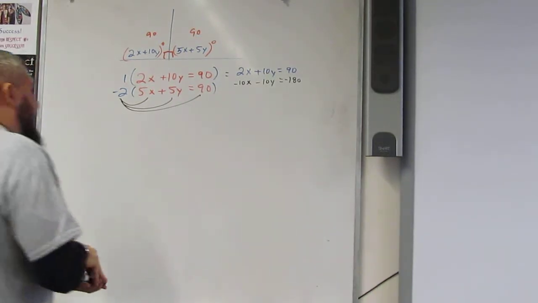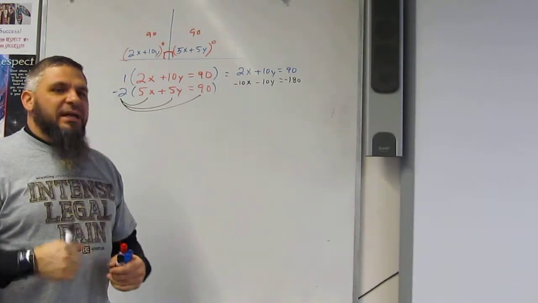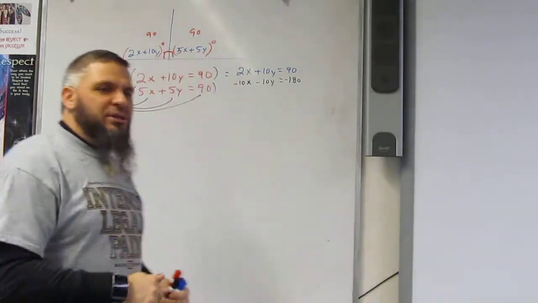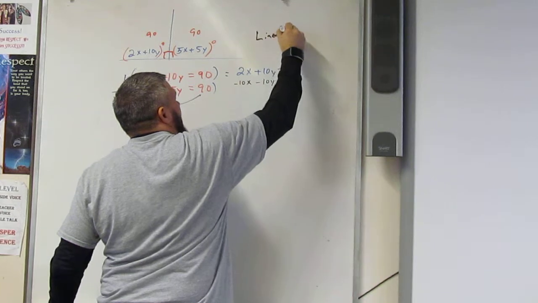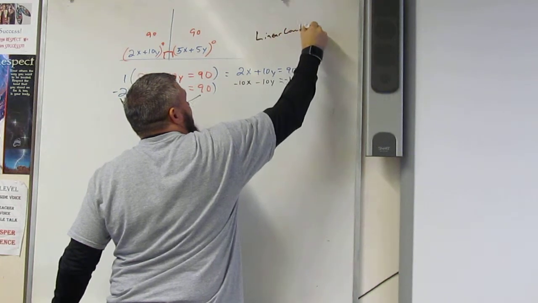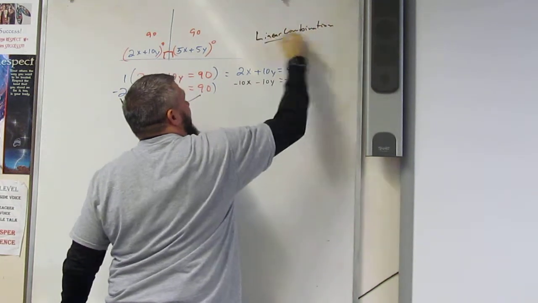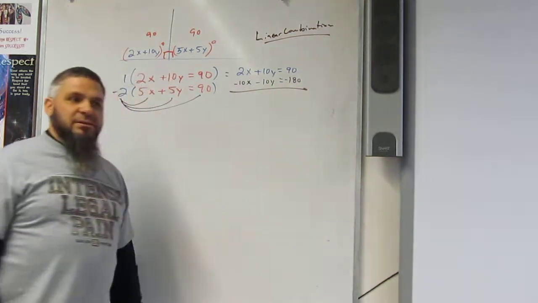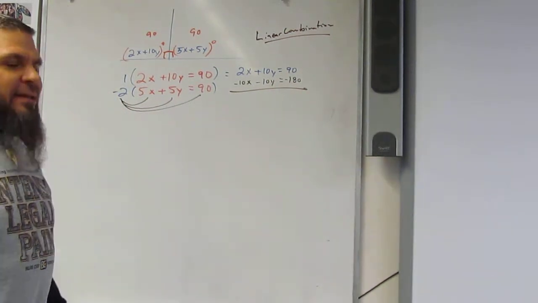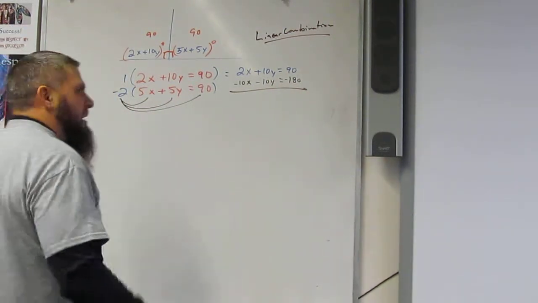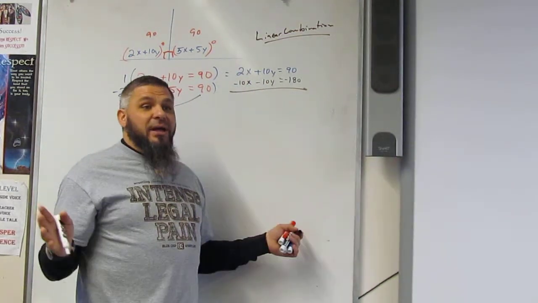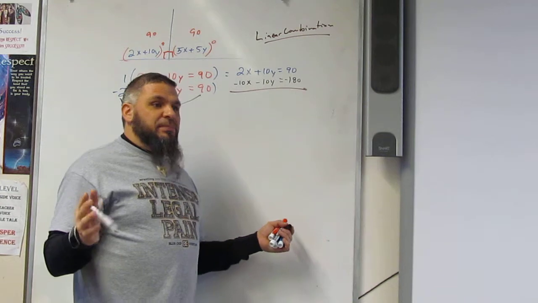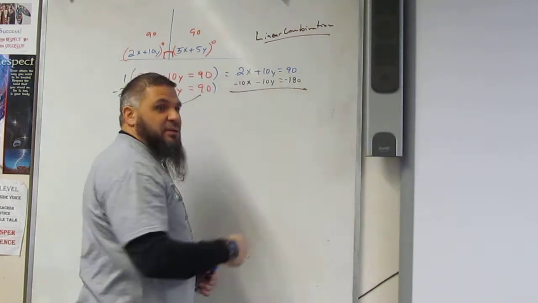Okay. And so, what I do is it's called linear combination. Okay? Linear combination. And what it's for is combining these two things. I'm just combining them. That's why I like it. As long as I make them opposites, when I combine them, one of the variables goes away. It disappears. In this case, it's the y.